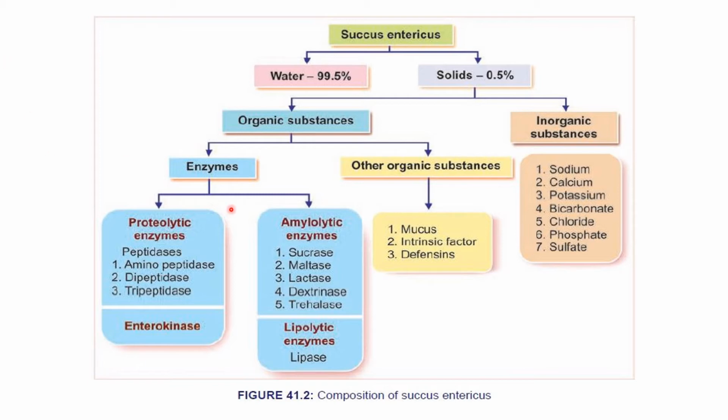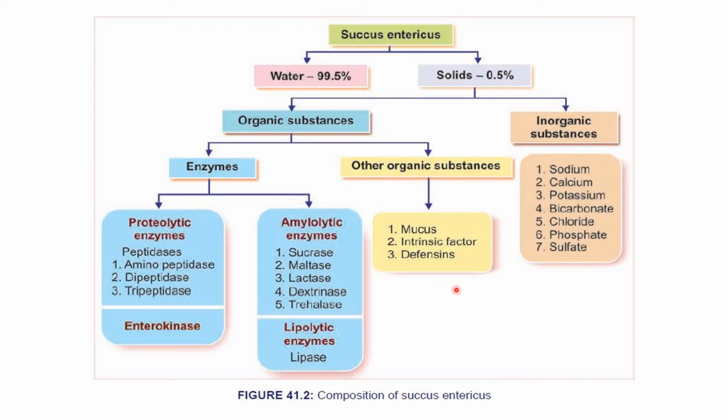The solids present in succus entericus can be divided into organic substances and inorganic substances. The organic substances present in the intestinal juice are mainly enzymes, namely proteolytic enzymes, amylolytic enzymes and lipolytic enzymes. The proteolytic enzymes like peptidases help in the digestion of proteins. The amylolytic enzymes like sucrase, maltase, lactase, etc. help in the digestion of starch and carbohydrates, and the lipolytic enzymes like lipase help in the digestion of fats.